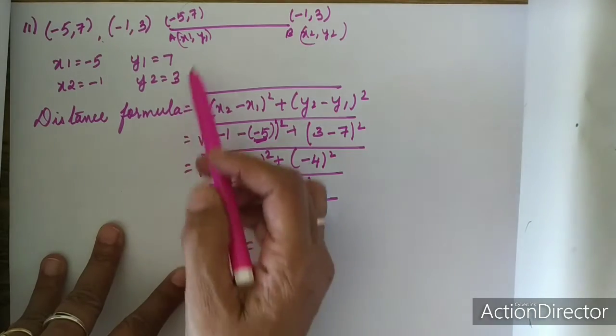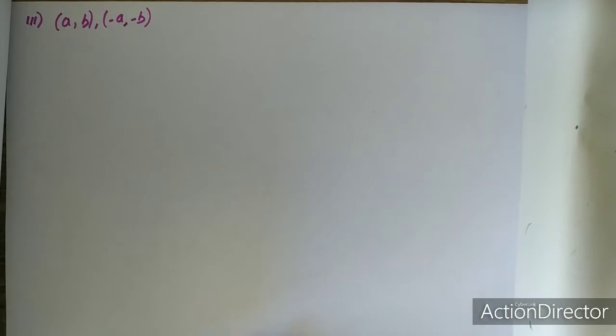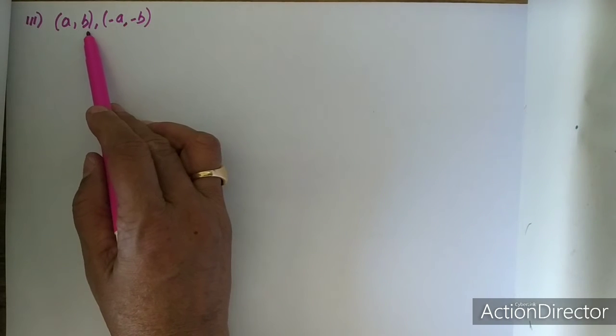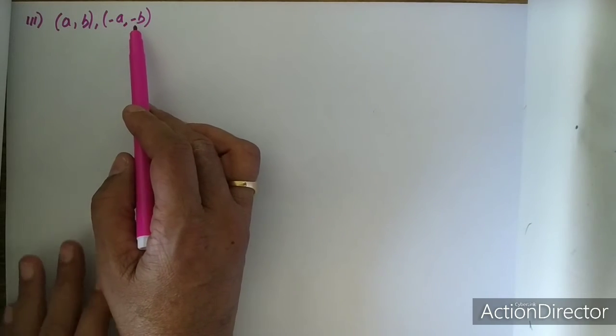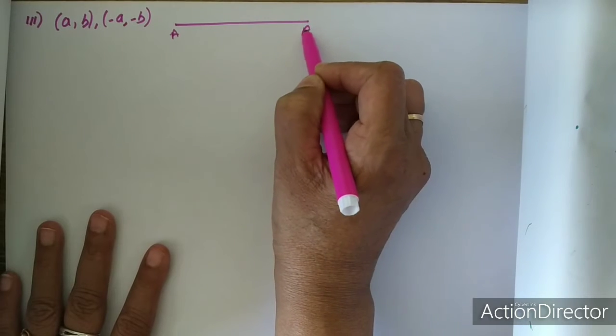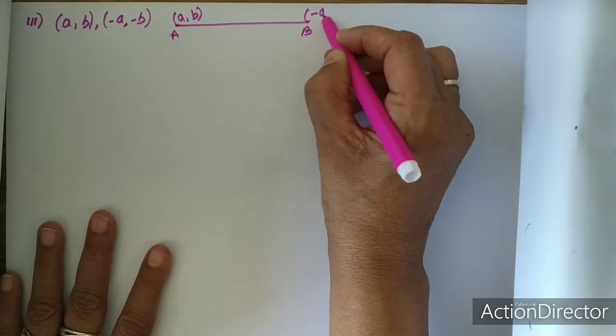So the distance between these two coordinates is 4 root 2. Now coming on to the next question. The first coordinate is given as a comma b and the second one is minus a comma minus b. So as I said earlier, just draw a line segment AB and mark A as a comma b and B as minus a comma minus b.